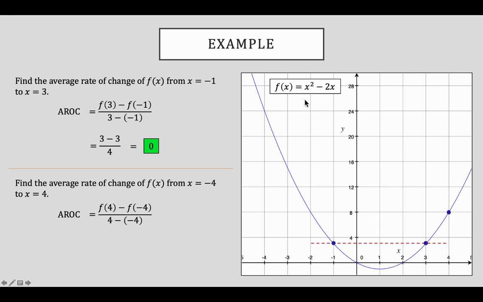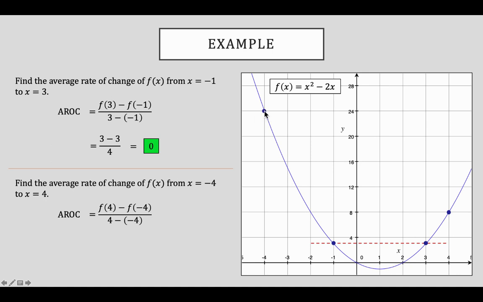Notice negative 4 squared is 16, minus 2 times negative 4. Negative 4 squared is 16. Negative 2 times negative 4, that's going to be a plus 8. 16 plus 8 leaves us with 24. Here we have the ordered pair, negative 4, 24.